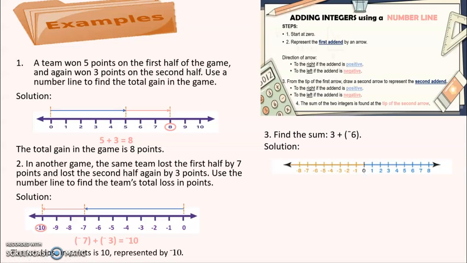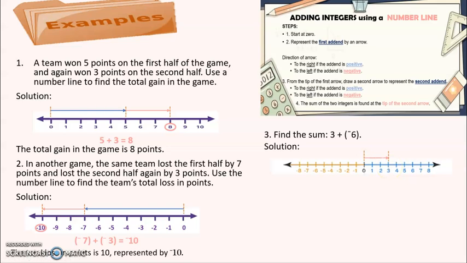Okay, so let's start following the steps. First, start at 0. And then, our first given, or addend, is 3. Take note, 3 is positive, so we go to the right if the addend is positive. From 0, we jump 3. 1, 2, 3. So the first arrow stops at 3.